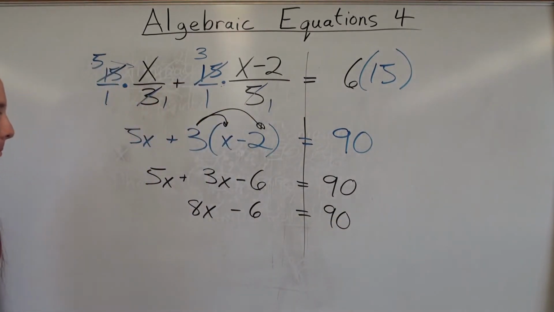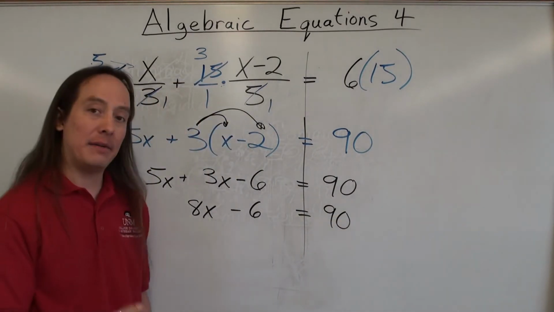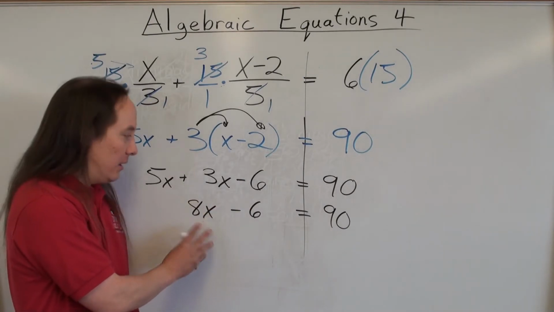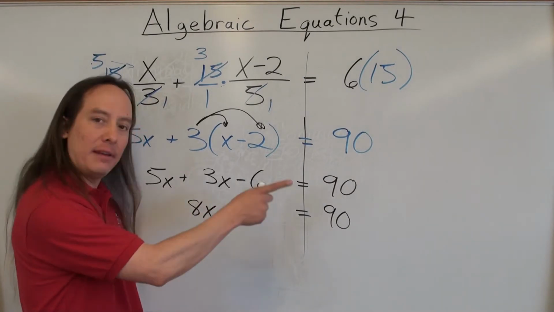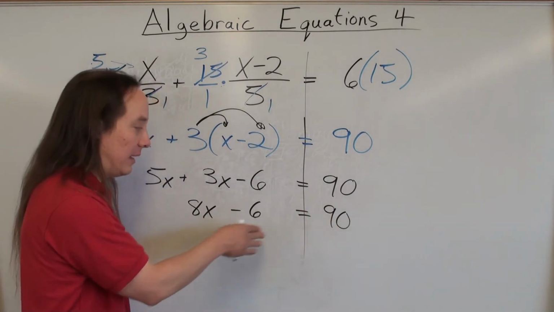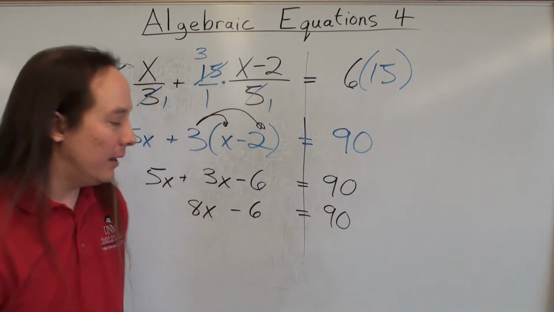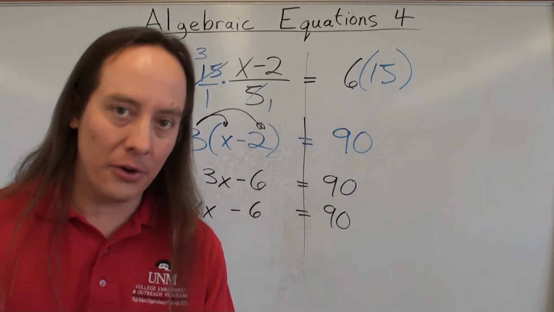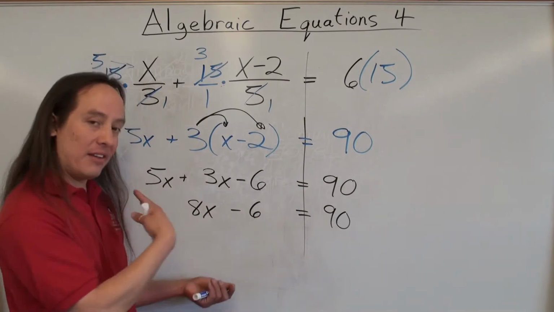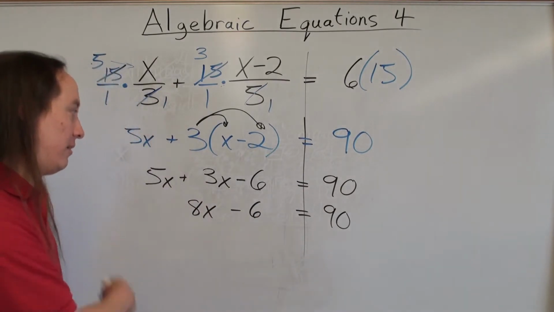Out of the 3 terms left, all my x's are grouped together on the left side, but I have to get my negative 6 over to the other side because negative 6 and 90 are the like terms, and they can be grouped together. Remember, you guys saw this in the 3rd video. I want to group all the numbers that don't have x on one side and all the numbers that have x on the other side.